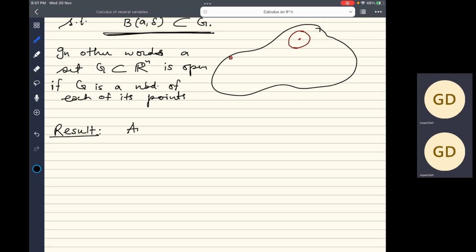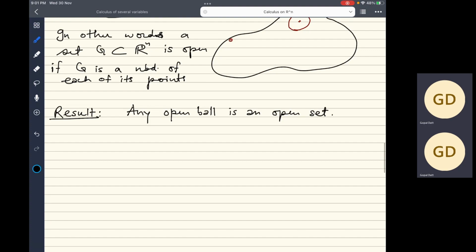Any open ball is an open set. It is easy to see. To prove it, we take an open ball which is centered at A. So take B(A, delta) as A. Okay, so this is radius delta.